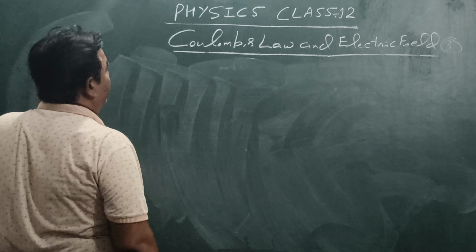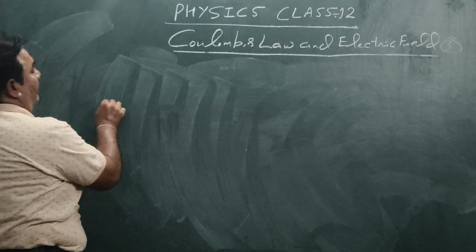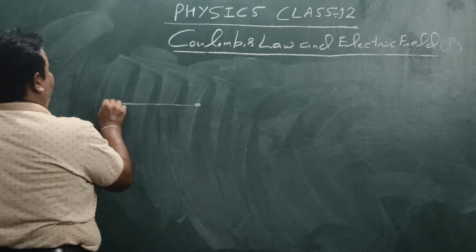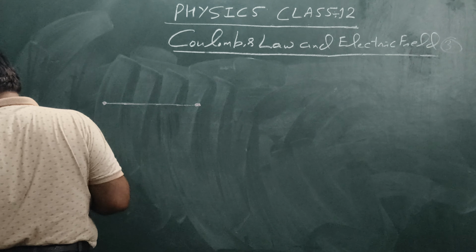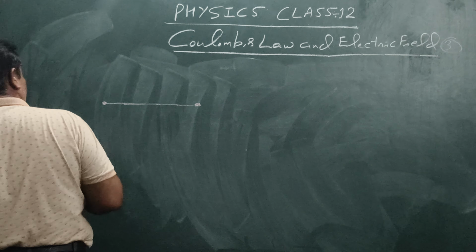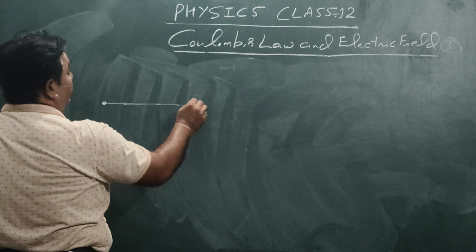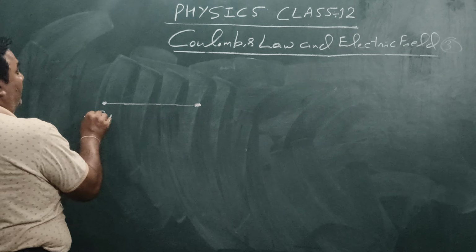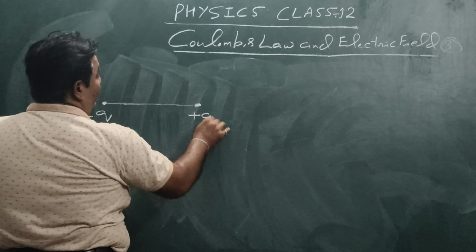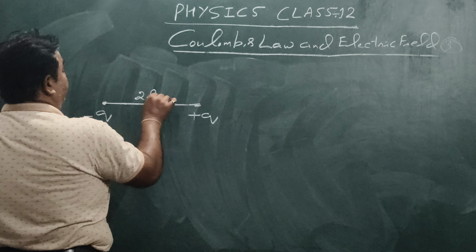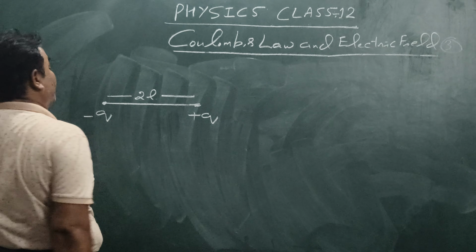The concept of the electric dipole is when two equal magnitude and opposite sign charges are placed a very small distance from each other, then they form an electric dipole.